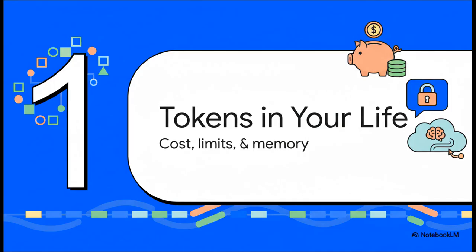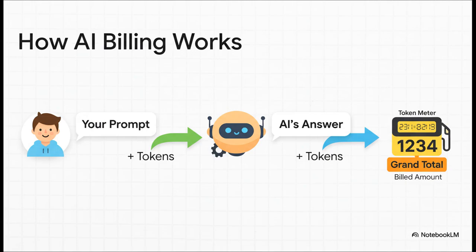All right, so we get what tokens are, but why does this actually matter to you? Well, it turns out they affect pretty much everything, from what you pay for AI services to why they sometimes seem to totally forget what you were talking about. First up, let's talk about the money. Whenever a company charges you for using their AI, they are running a token meter. First, what you type in, your prompt, gets converted into tokens and counted. Then, the AI's answer is generated as tokens and counted. And yep, you guessed it, you get billed for the grand total of both.